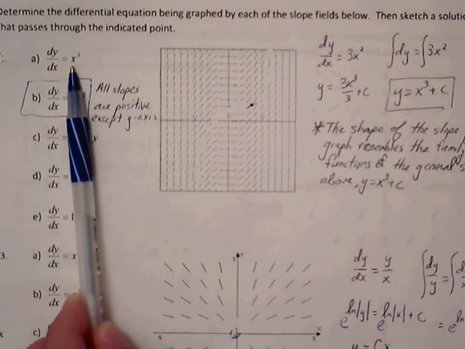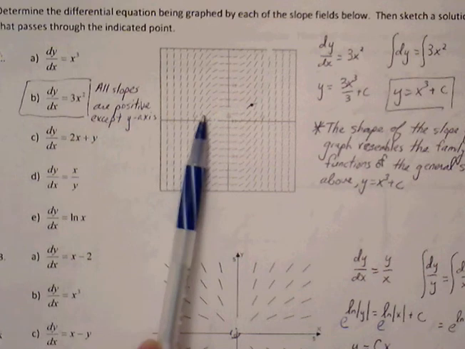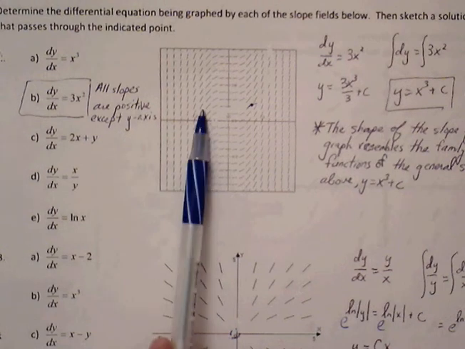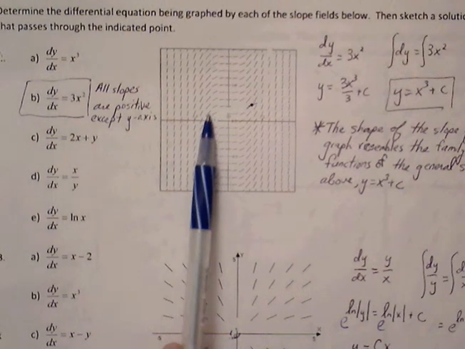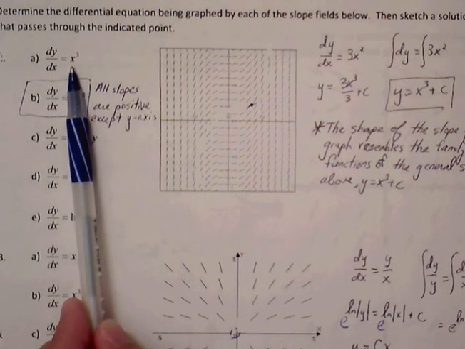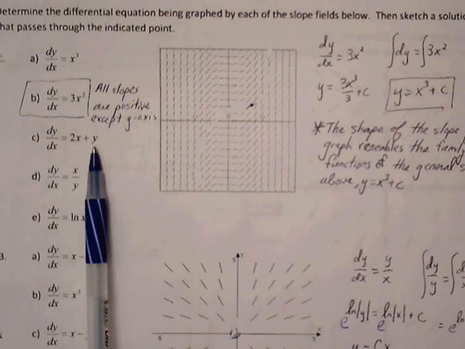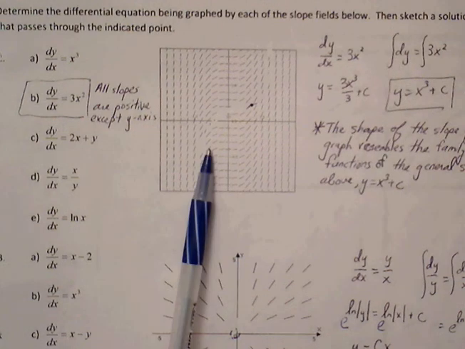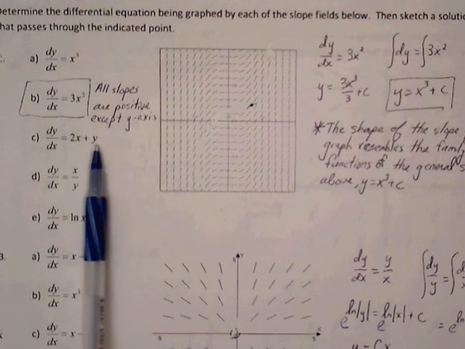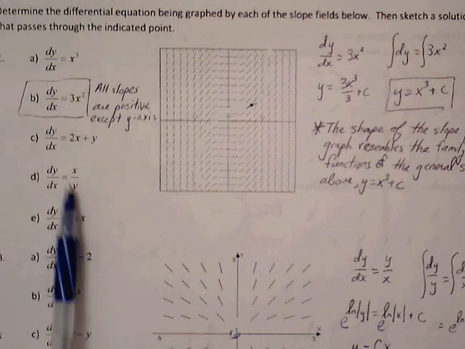If we look at part A, we could have some negative values. If I choose negative 2, negative 2 cubed would be negative 8. But we know that's not true because we see positive slope in this region, so this can't be the correct equation for this slope field. Let's go down to C. We can't have any negative slopes based off of the slope field, but if we choose some negative x values, we may get some negative slope, so this can't be the correct differential equation either.